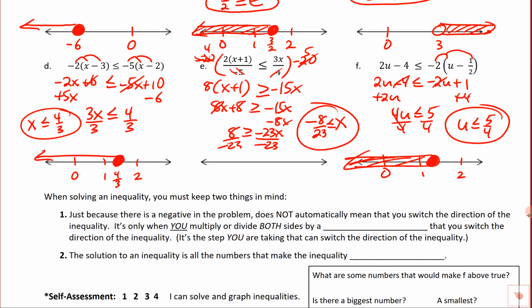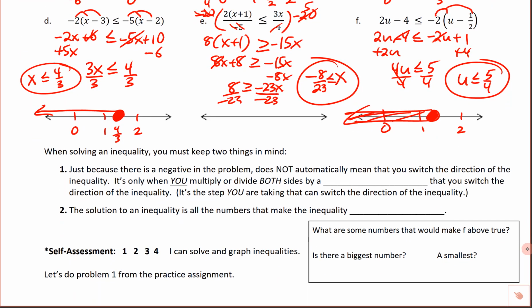And then we're going to slide down here, and a couple of quick reminders. So just because there's a negative in the problem does not automatically mean that you're going to switch the direction of the inequality. It's only when you multiply or divide both sides by a negative. It's the step that you're taking that's going to change this. So when we were simplifying right here on example D, the negative 2 and the -5 were already in there, so we didn't need to switch the direction of the inequality. It's when what we do, like on this one where we multiplied both sides by a -20, that can switch the direction of the inequality.